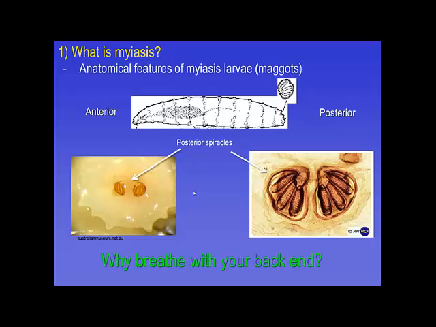And I wanted to pose the question as to why these animals breathe with their back ends. So, what is it about the lifestyle of these maggots that makes it advantageous for them to have their breathing structures on their behinds?